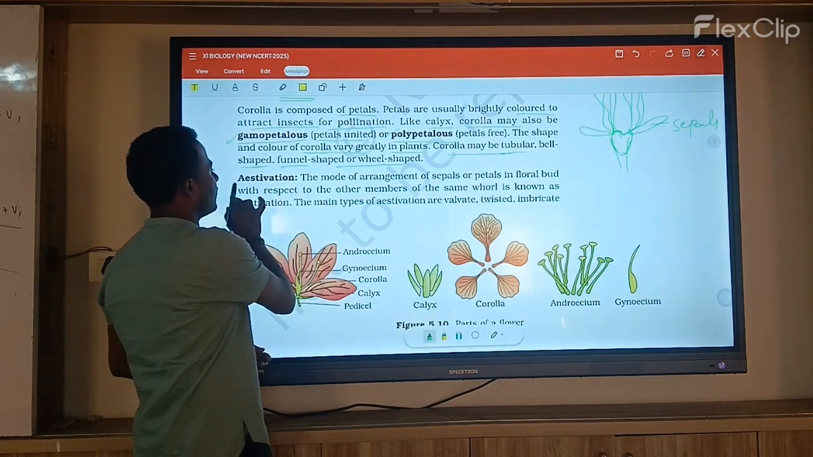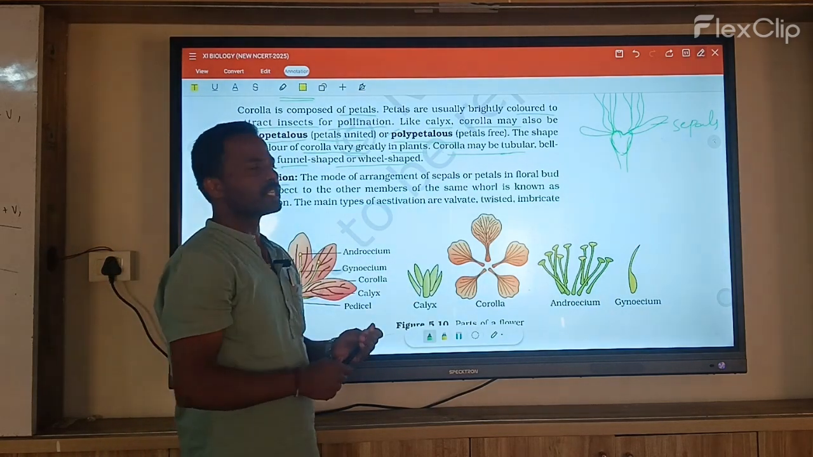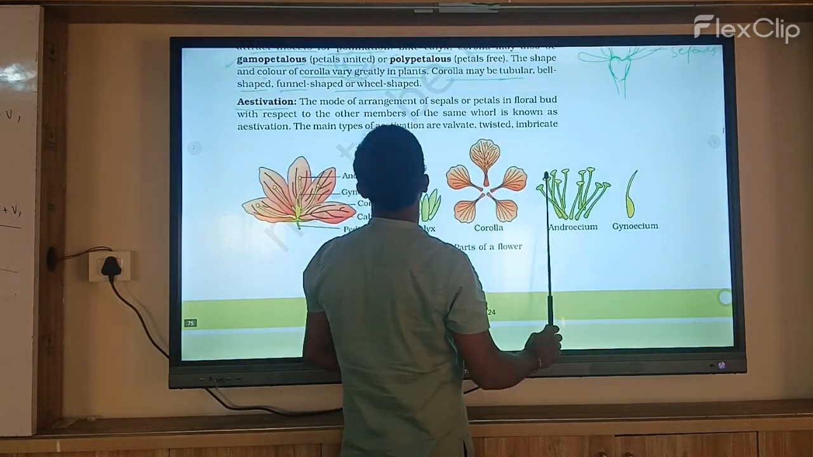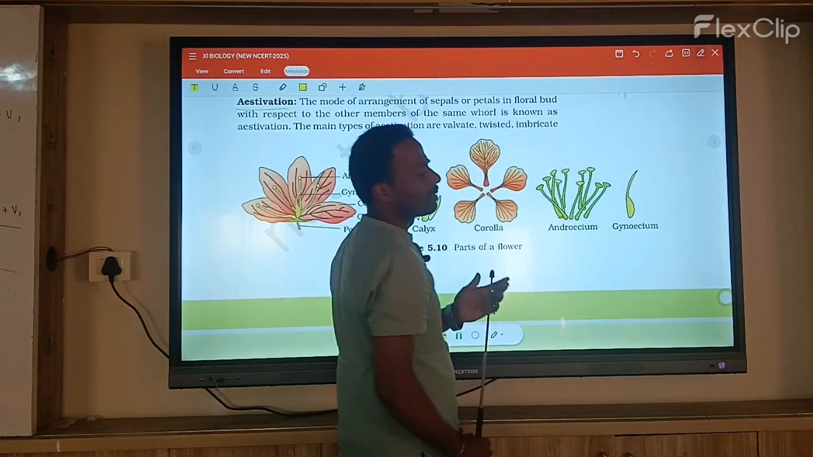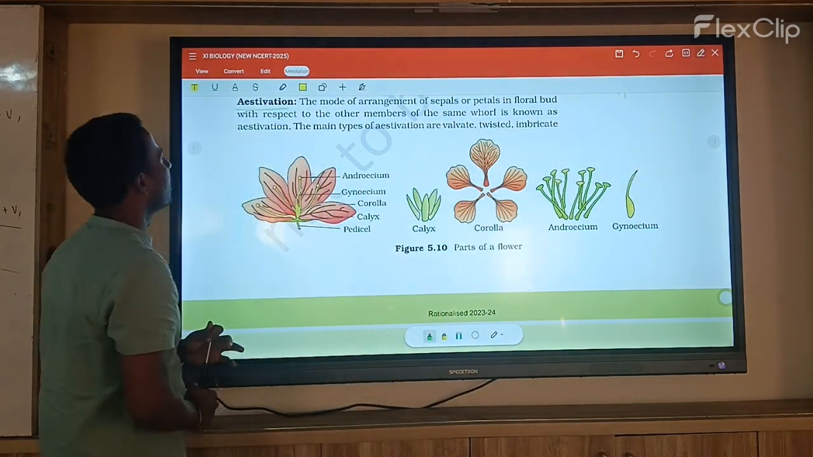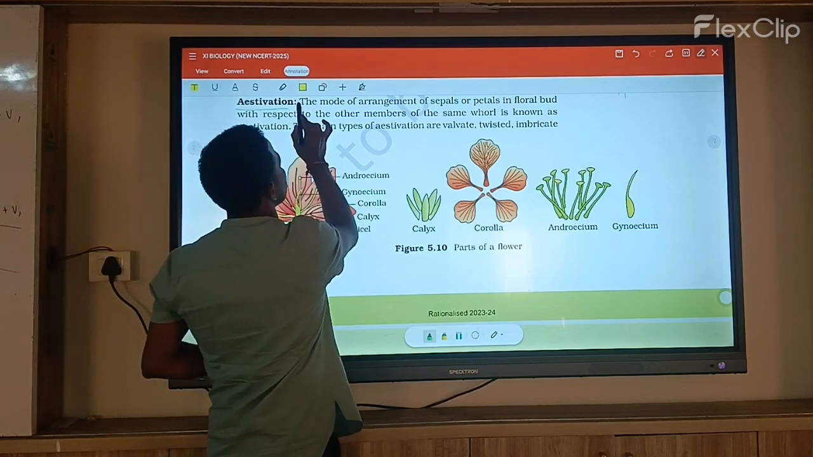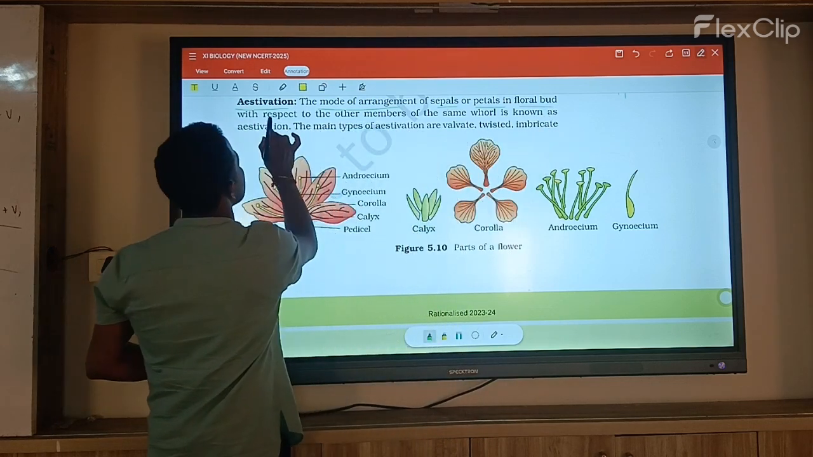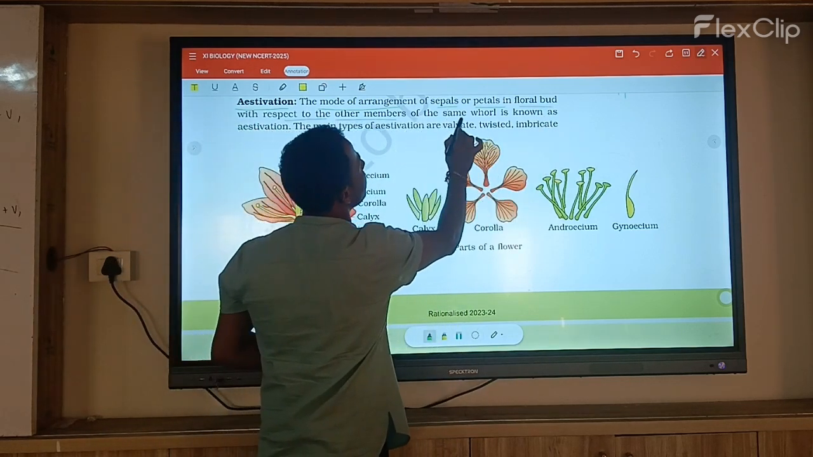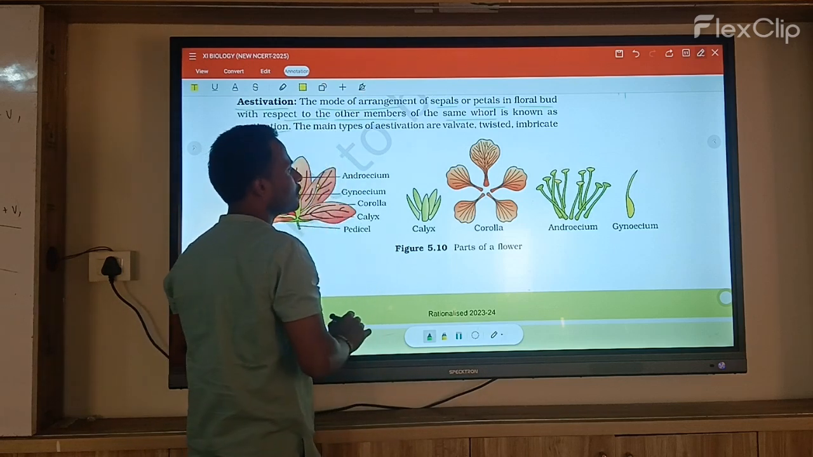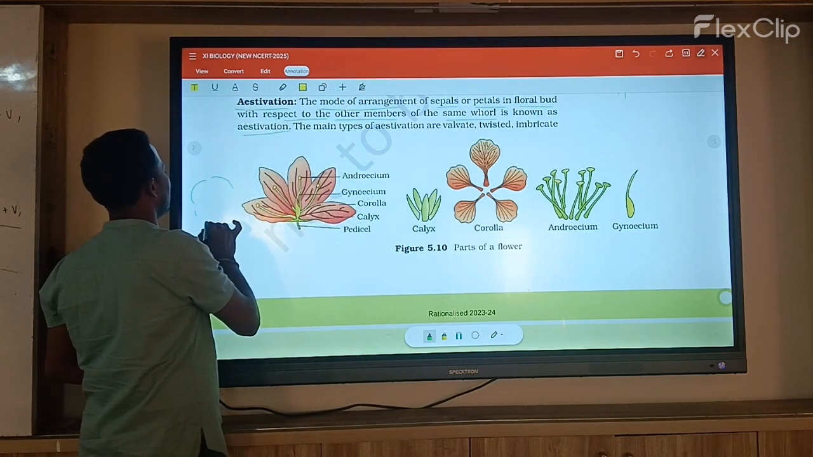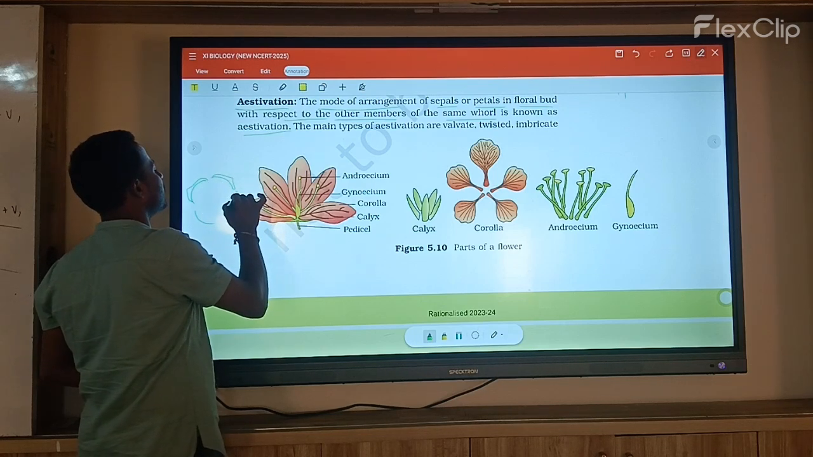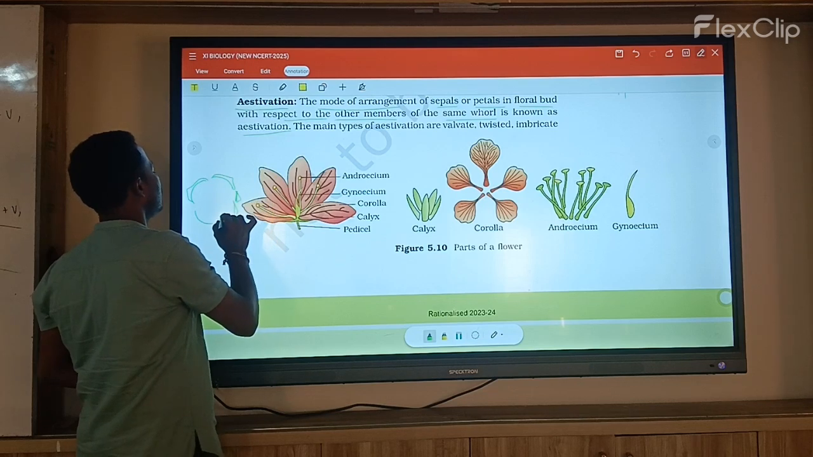And then next is estivation. Estivation means the mode of arrangement of sepals or petals in a floral bud with respect to the other members of the same whorl. So how are the sepals and petals arranged? That arrangement is called estivation.